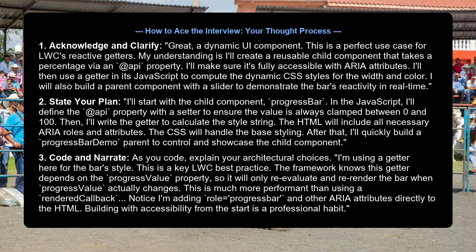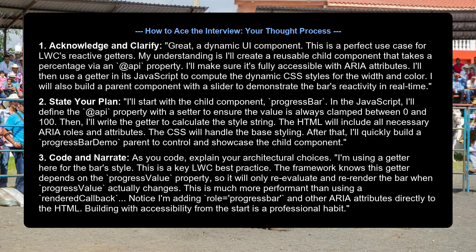2. State your plan. I will start with the child component, progressBar. In the JavaScript, I will define the @api property with a setter to ensure the value is always clamped between 0 and 100. Then, I will write the getter to calculate the style string. The HTML will include all necessary ARIA roles and attributes. The CSS will handle the base styling. After that, I will quickly build a progressBarDemo parent to control and showcase the child component.